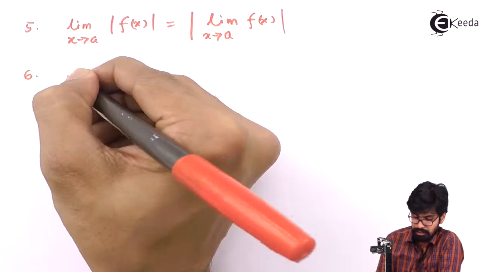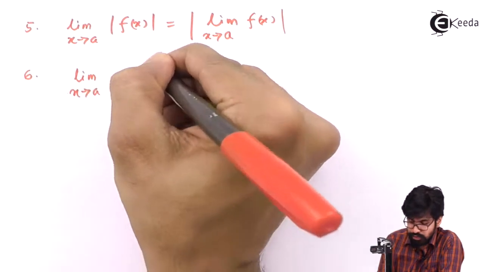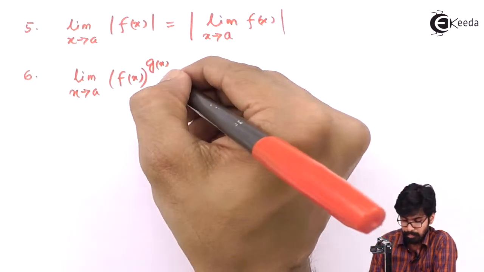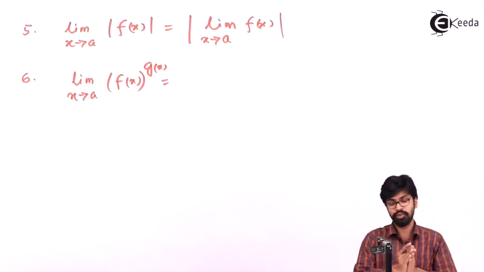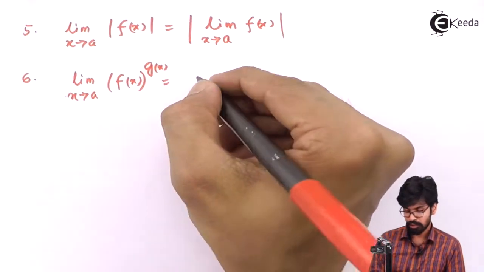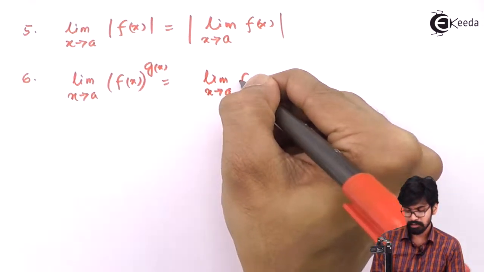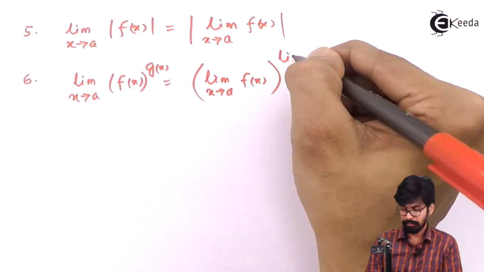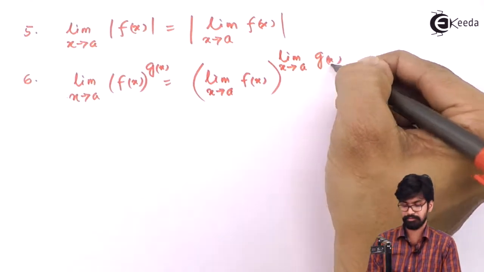The sixth one: limit of f of x raised to g of x. Limit as x tends to a of f of x whole raised to g of x will be equal to limit as x approaches a of f of x whole raised to limit as x approaches a of g of x.